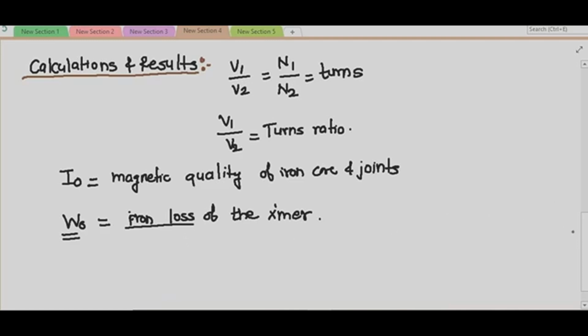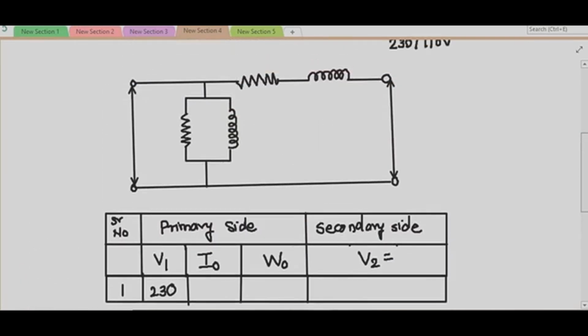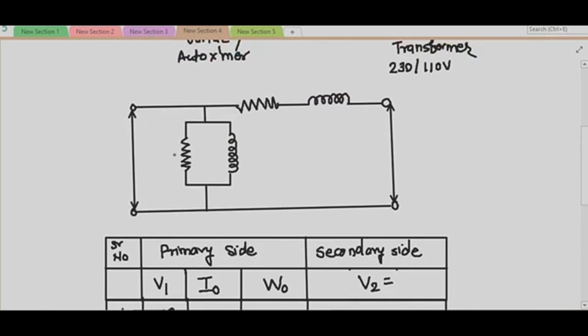Now come to the equivalent circuit of the transformer referred to the primary side. This is your V1 voltage applied. This is the current taken from the supply, which is the vector sum of I0 and I2 dash. Now what is I2 dash? V2 dash is the secondary voltage referred to the primary side. As there is no load connected across the secondary, my I2 dash will be 0.